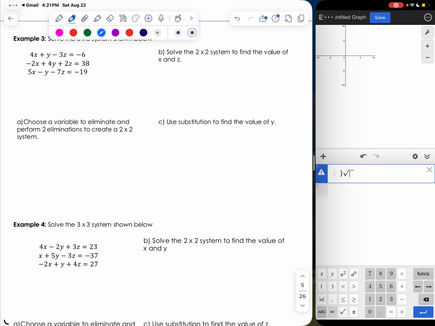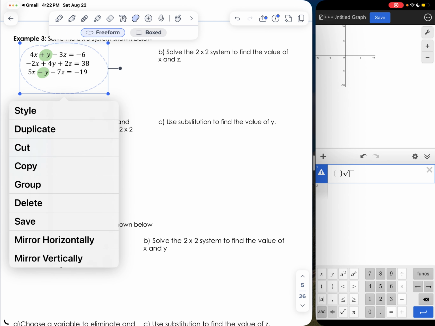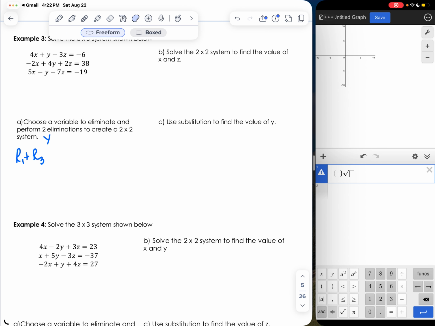So for me, I think the easiest variable to eliminate here would be y. Now my first elimination will be row 1 plus row 3. The reason I chose those two rows is because in row 1 I had a 1y, and in row 3 I had a negative 1y. And so I can clearly see if I combine those, I can get the y's to eliminate. All right, so let's combine row 1 with row 3.